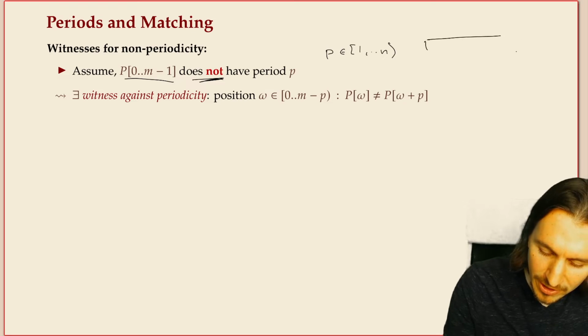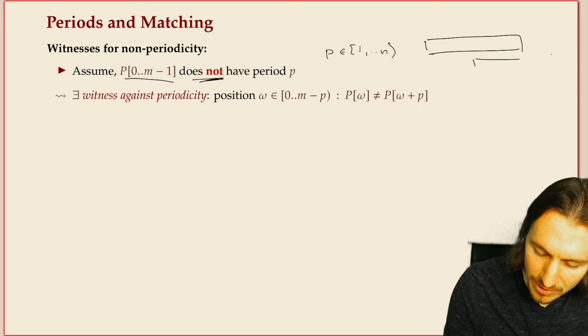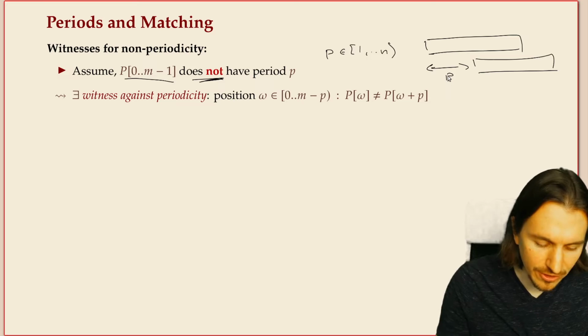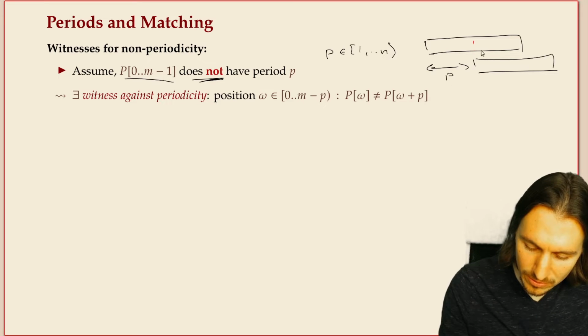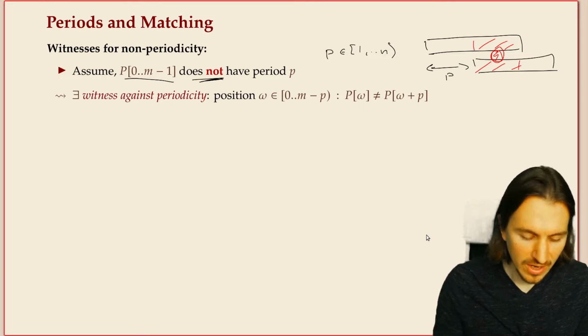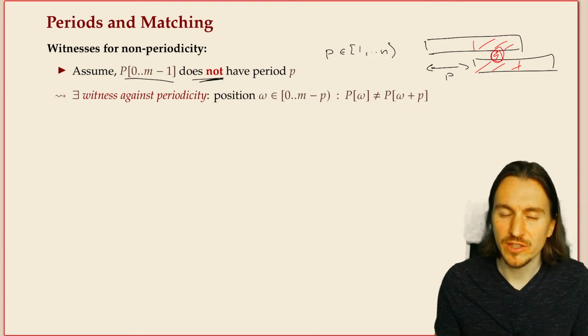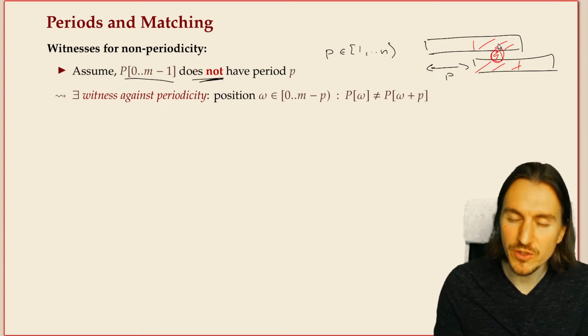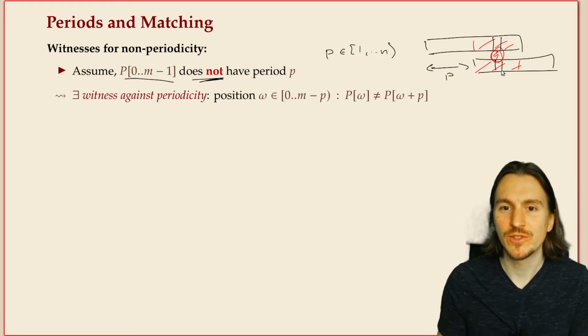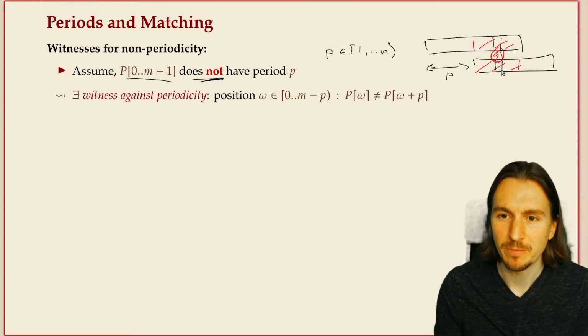So that means if I try to stick two copies of the pattern on each other, where I shift by p, I must have some mismatch. So these two strings here are not identical. That means there's some place where I find a mismatch. And this is my witness, intuitively. There's one position that witnesses the fact that these are not the same. So it's a witness against periodicity p.